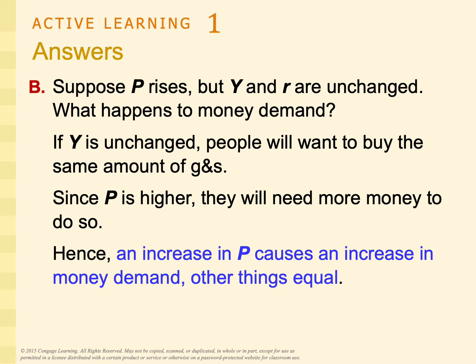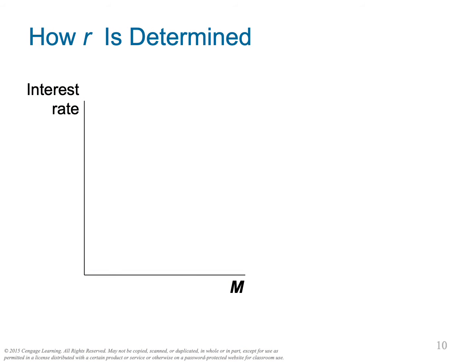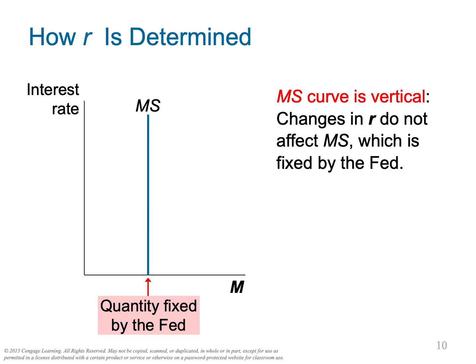Okay, so now let's turn to our supply and demand of this market, the market for money. So like we said earlier, the supply of money is determined by the Fed. They decide what the money supply is going to be, and it does not depend on the interest rate. It's fixed. And so for the money supply curve, we have a vertical line, which basically means that changes in the interest rate don't affect the money supply, right? Again, it's fixed by the Fed, the Federal Reserve Bank.